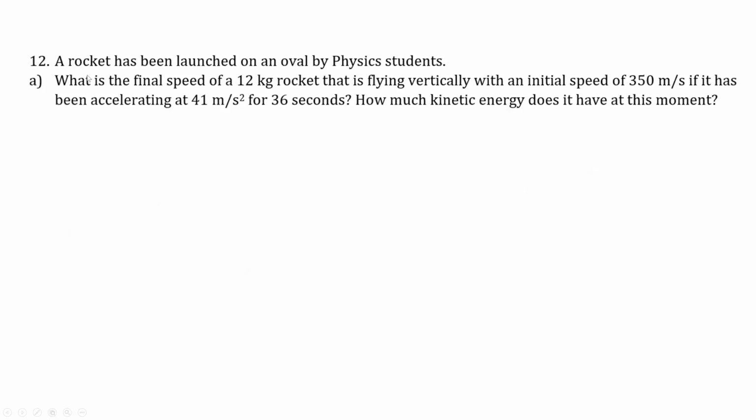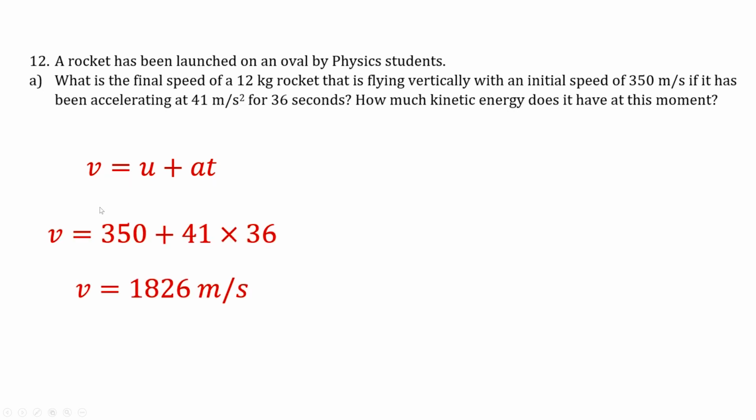So we'll start with part A. What is the final speed of a 12 kilogram rocket flying vertically with initial speed 350 meters a second if it's been accelerating at 41 meters a second squared? It's pretty rapid acceleration for a reasonably long period of time. How much kinetic energy does it have at this moment? So we need to find 2 things. So velocity equals initial velocity plus acceleration times time. We've got all of those things to work out the velocity. So it's going at 1,826 meters a second. It's pretty serious. So how much kinetic energy does it have?